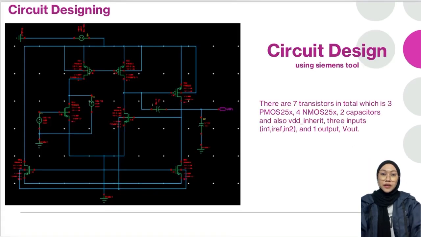This slide presents the finalized circuit design created using the Siemens design tool. The circuit consists of 7 transistors, including 3 PMOS and 4 NMOS, alongside 2 capacitors and 3 voltage sources, specifically VDD_N here. It has 3 inputs and 1 output, which is Vout. The circuit is carefully designed to achieve a stable operation using the Siemens tool and precise modeling and validation. This ensures the circuit operates efficiently and meets the design requirement.